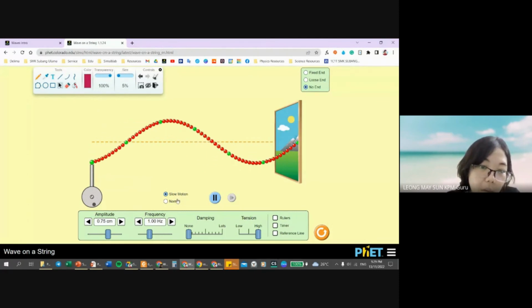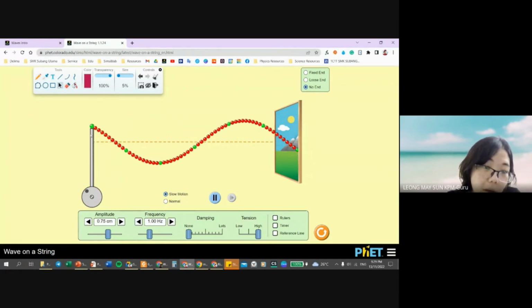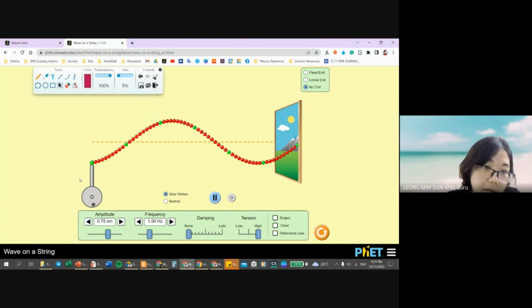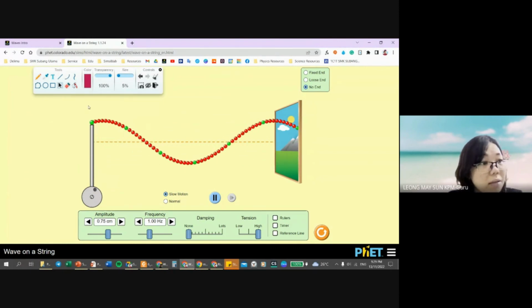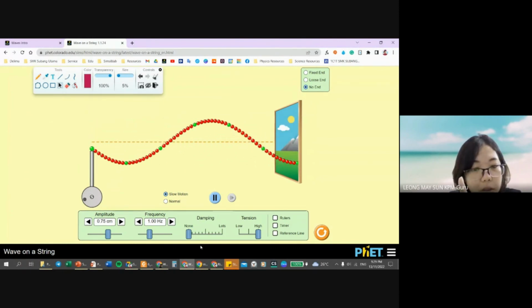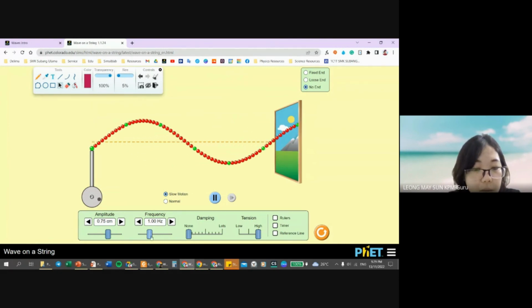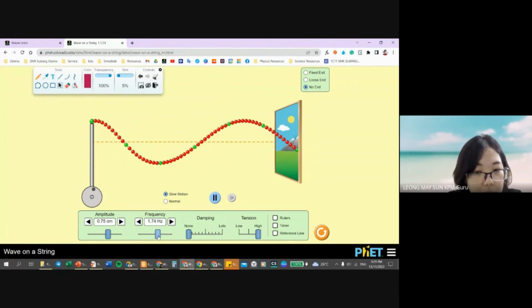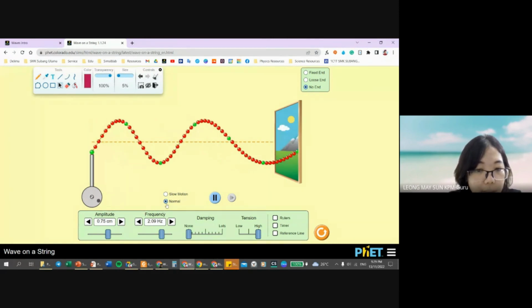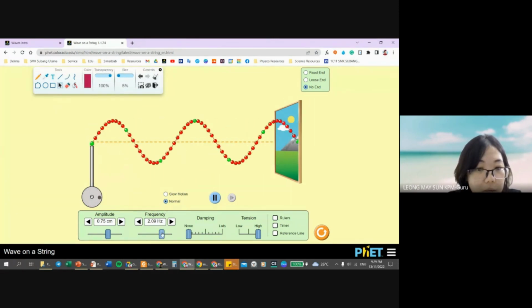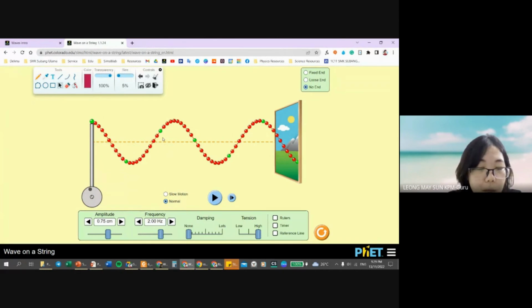1 hertz means in 1 second, it will complete one complete oscillation. So going up, down, and up again, one complete oscillation happens in 1 second. So that's the frequency. As the frequency increases, it will move even faster. So frequency is the number of oscillations in 1 second.